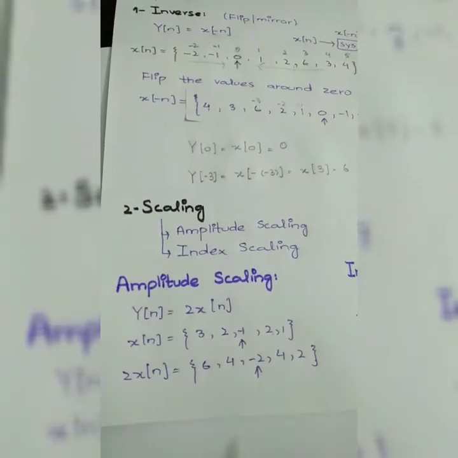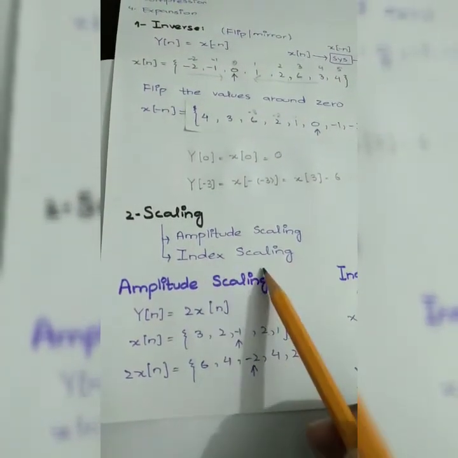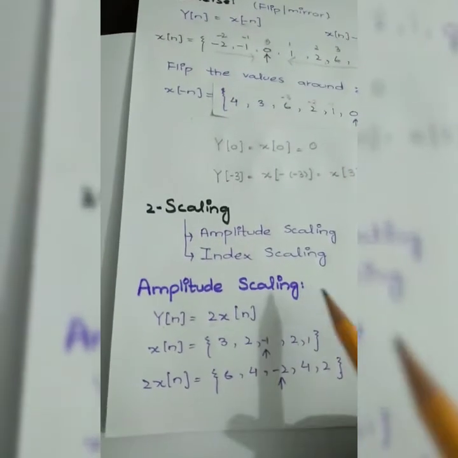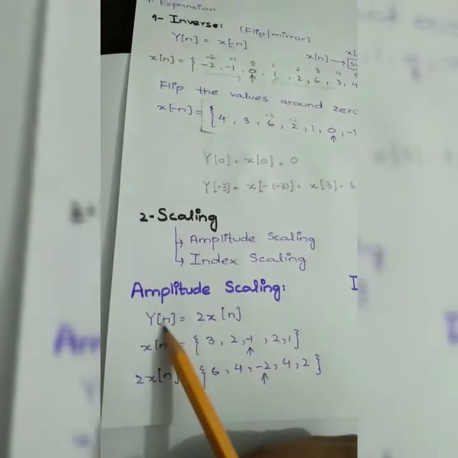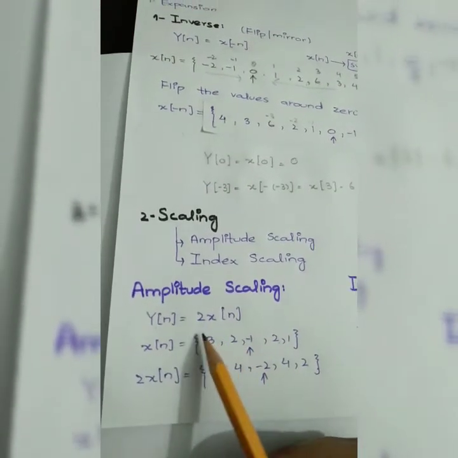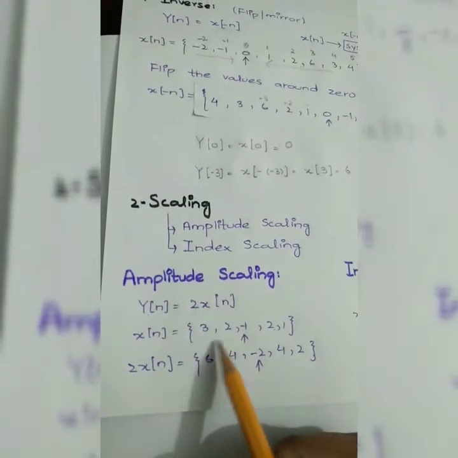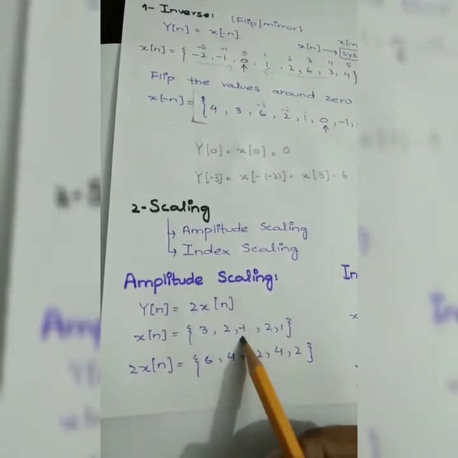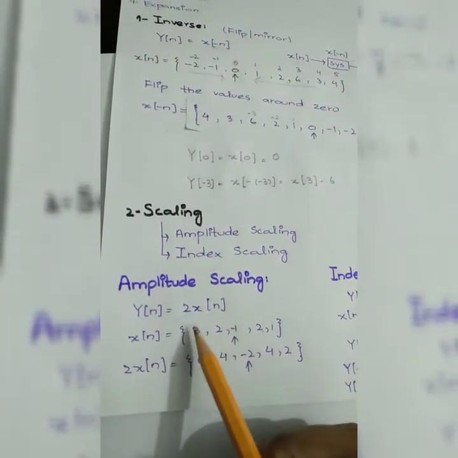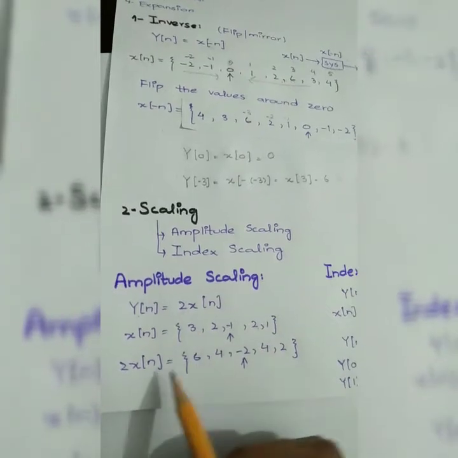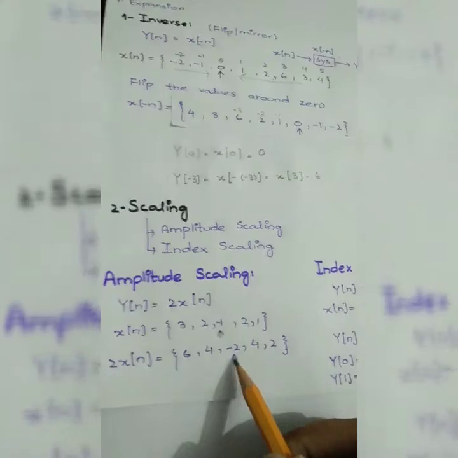The next operation that we can perform on our system is scaling. There are two types of scaling: amplitude scaling and index scaling. In amplitude scaling, we just multiply our signal by any factor. For example, in this case, y of n is equal to 2 times x of n. We just multiply x of n by the factor of 2. For example, if x of n is equal to 3, 2, minus 1, 2 and 1, and this is our 0 index value, then we will get y of n by just multiplying all the values by 2. Then y of n will be 6, 4, minus 2, 4, 2, and this is our 0 index value.